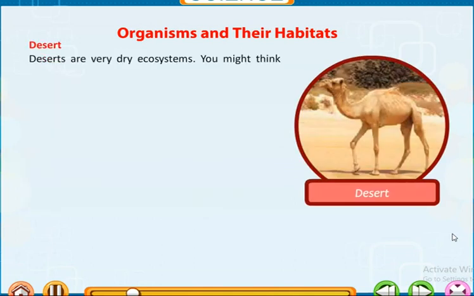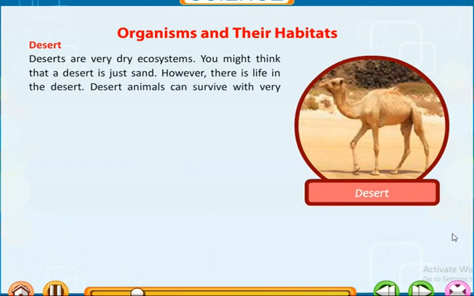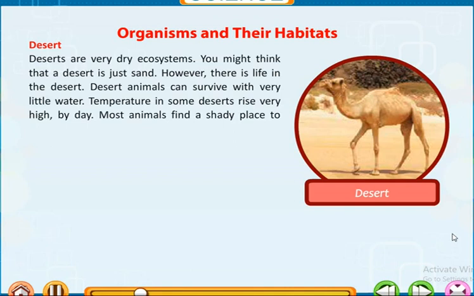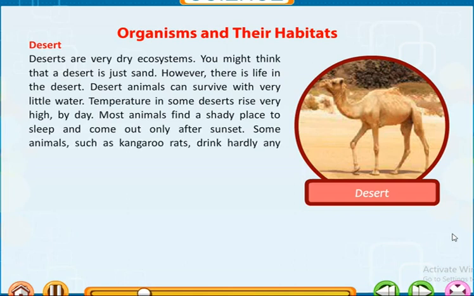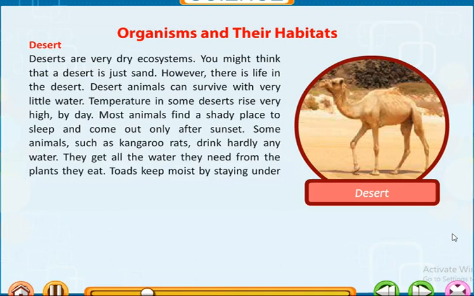Desert. Deserts are very dry ecosystems. You might think that a desert is just sand. However, there is life in the desert. Desert animals can survive with very little water. Temperature in some deserts rises very high by day. Most animals find a shady place to sleep and come out only after sunset. Some animals, such as kangaroo rats, drink hardly any water. They get all the water they need from the plants they eat. Toads keep moist by staying under the soil.